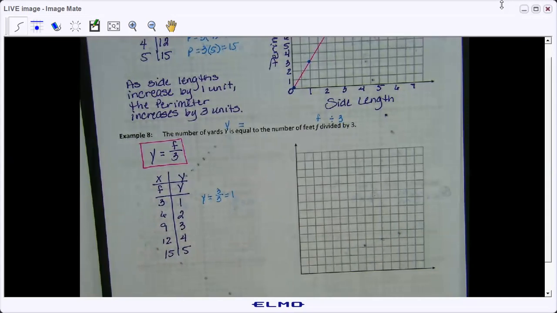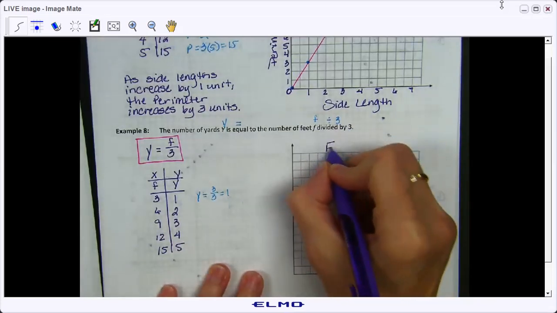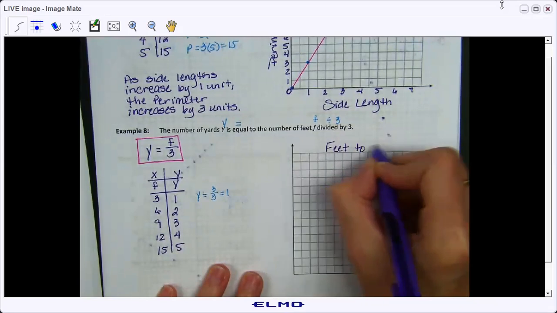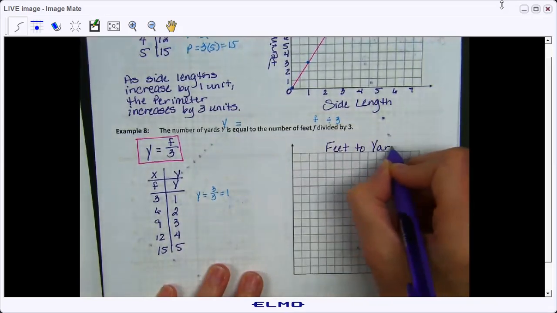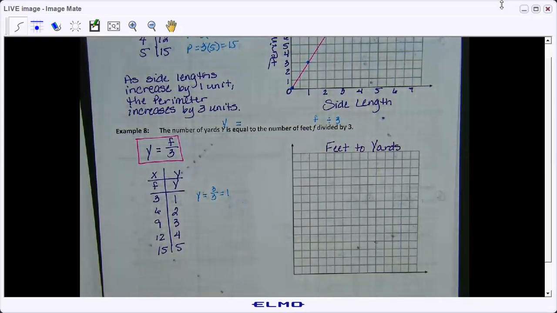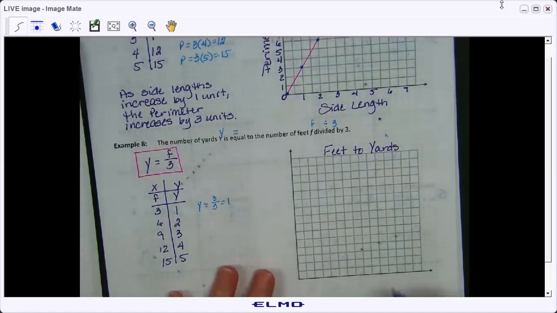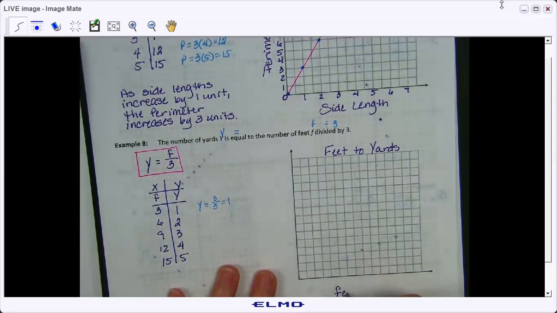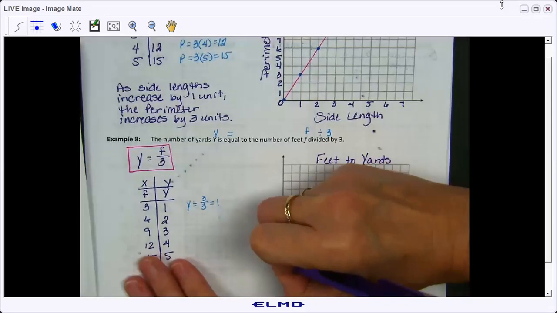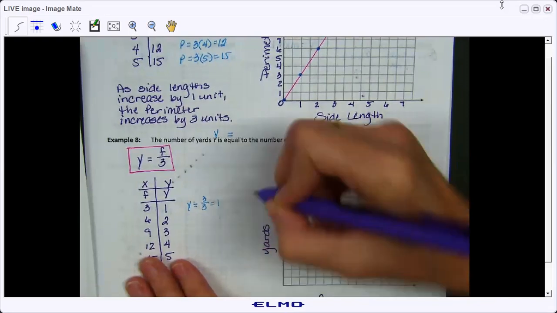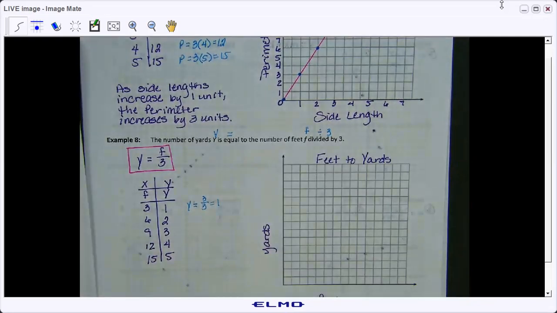Now we need to come up with a title. So I'm just going to label it feet to yards. Now I want you to label the X and the Y axis, and then I want you to check with your partner to see if you labeled it the same way. And then check up here to see if you got it right.